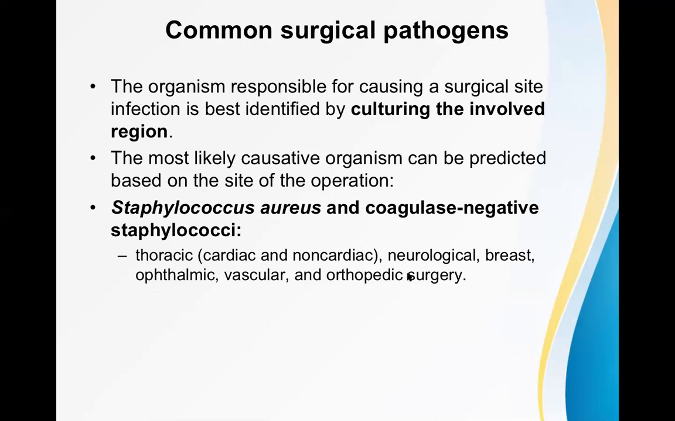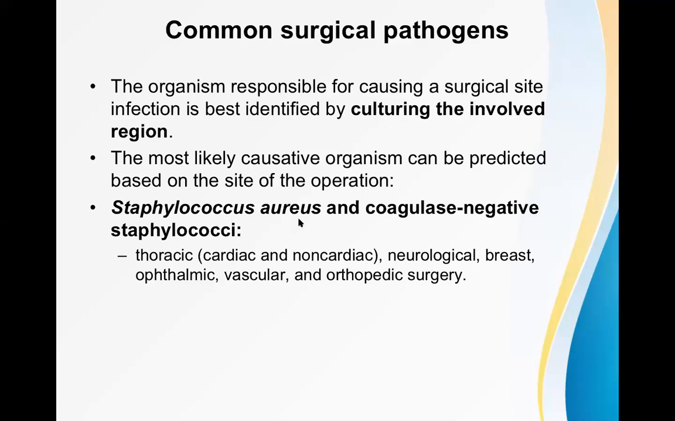One of the important ways by which we identify this organism is culturing the involved region. Every student knows this basic principle. Not here, everywhere. If I want to find out which bacteria is the culprit for that infection, I take that sample and send it to the microbiology lab. I'll ask them to culture that and give me the report. Okay, same thing here also. The most likely causative organism can be predicted based on the site of the operation. So a few examples are provided here.